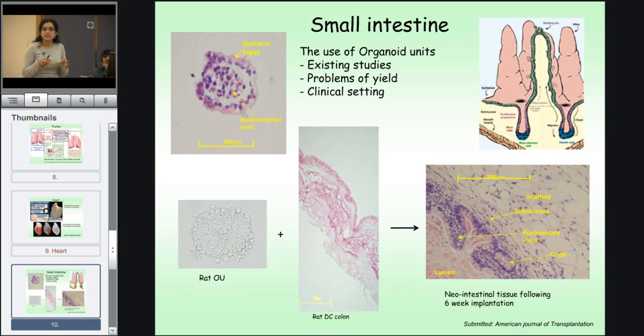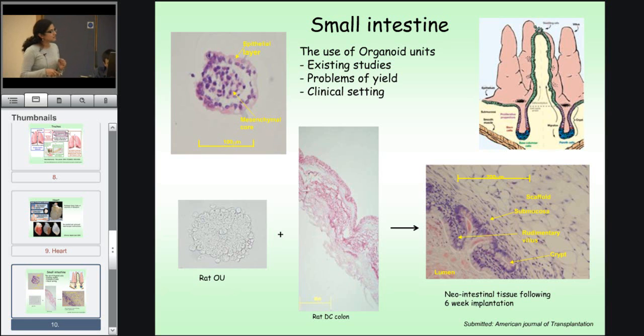Organoid units are basically clusters of cells that you get from the crypts of the villi, which is the luminal aspect of your intestine. We broke that up using collagenases to get these little clumps. Now, the clumps are made up of an outer epithelial layer and an inner mesenchymal core. And basically, the mesenchymal core is the bit that contains the stem cells.